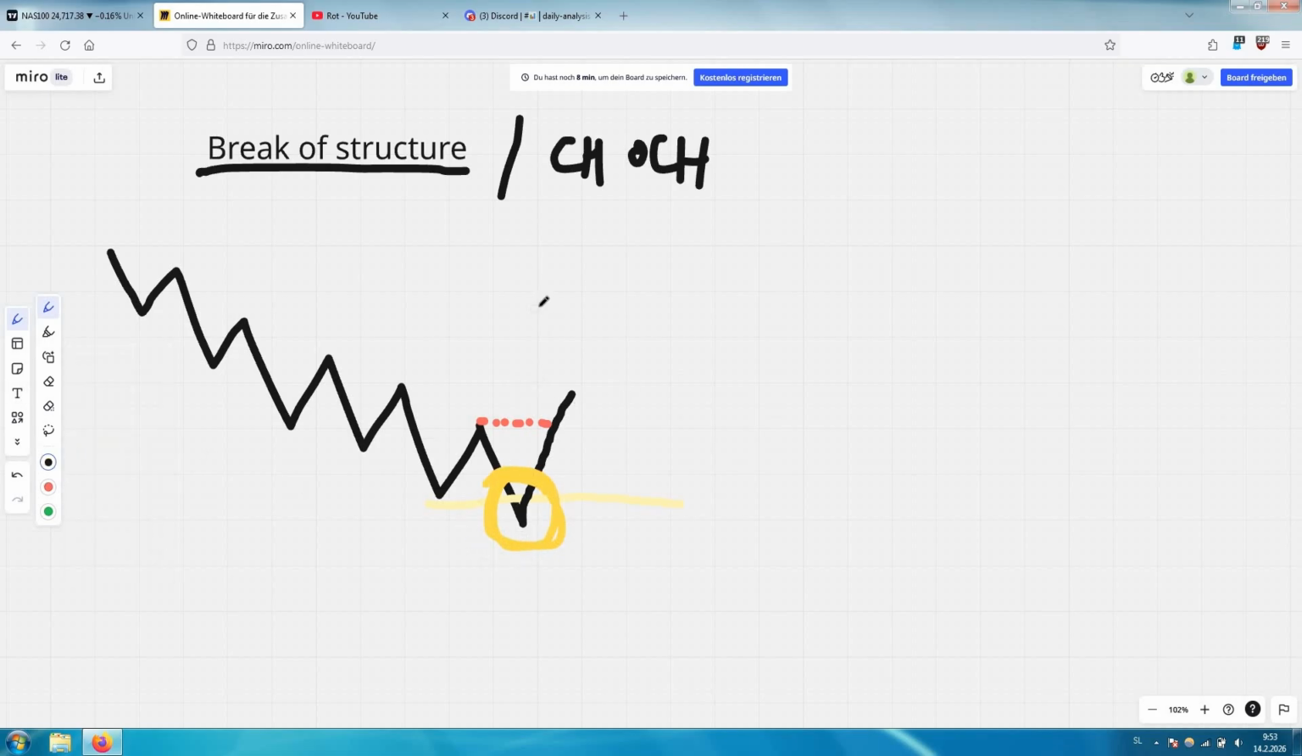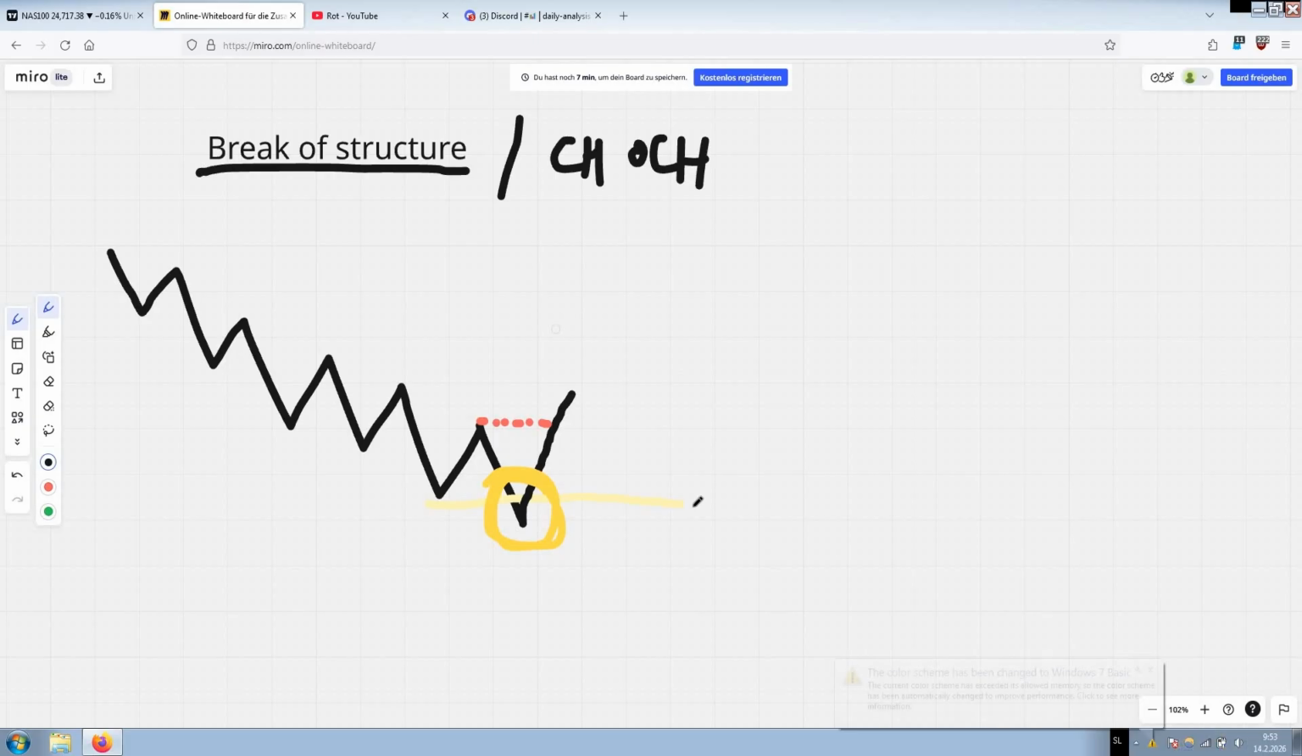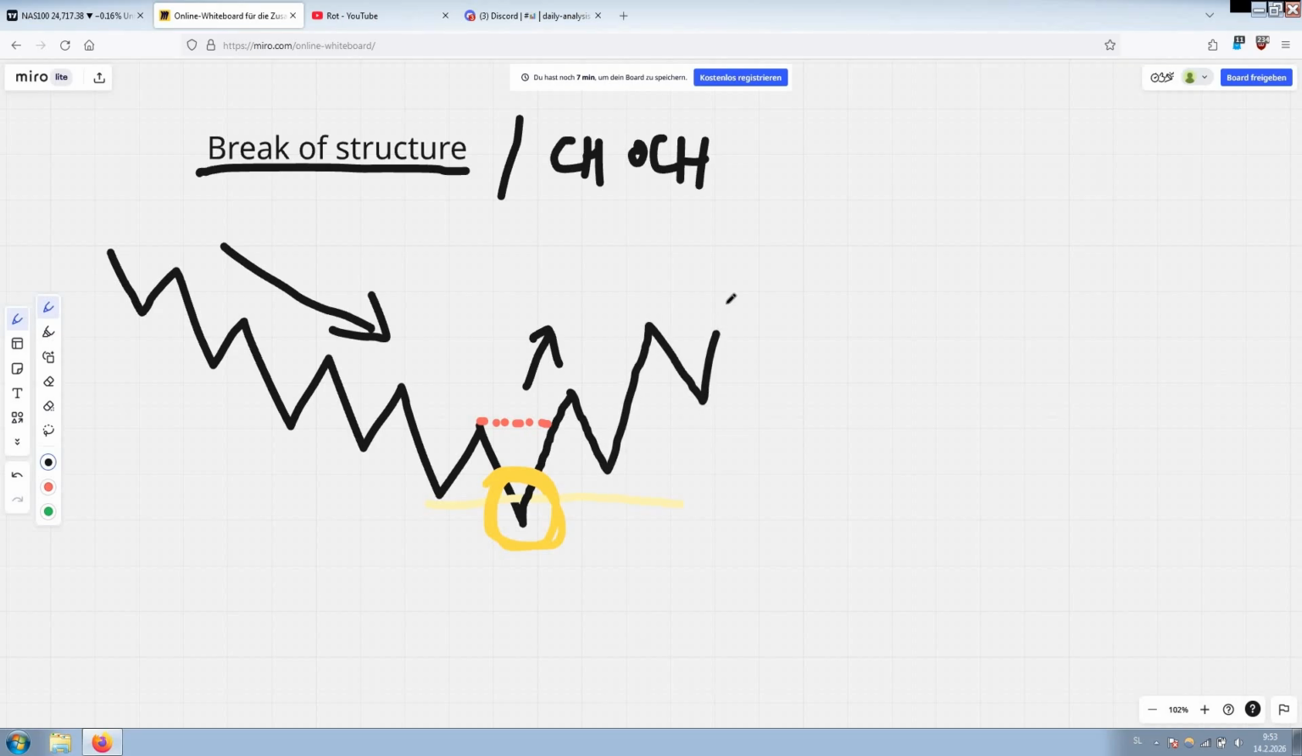Break of structure tells you, or should I say confirms, that liquidity has been swept and we have entered into a new trend because of that. So here we were in a bearish trend. Now by breaking structure to the upside, we are entering into a bullish trend. And then the price will retrace, go higher and higher and higher.